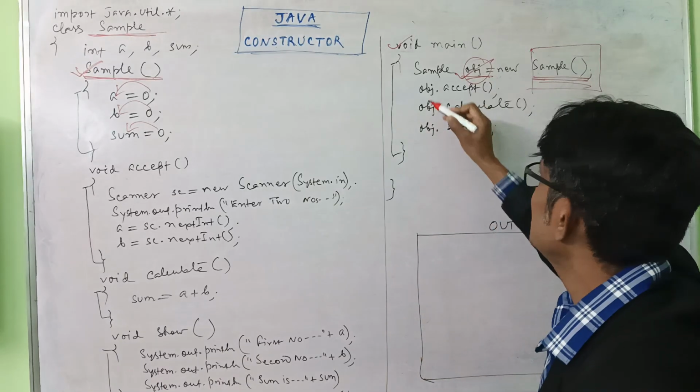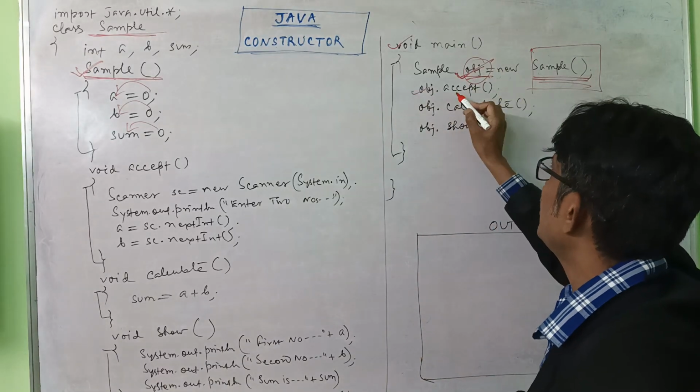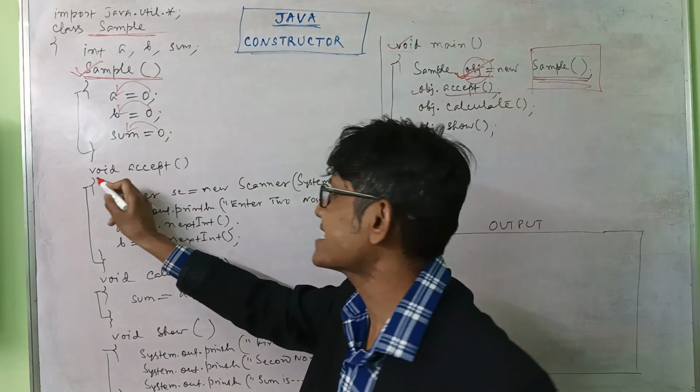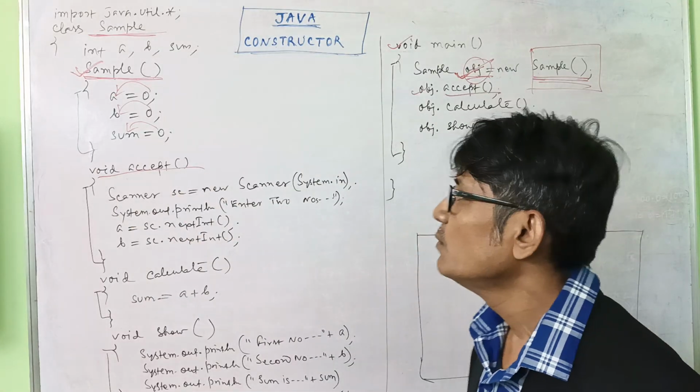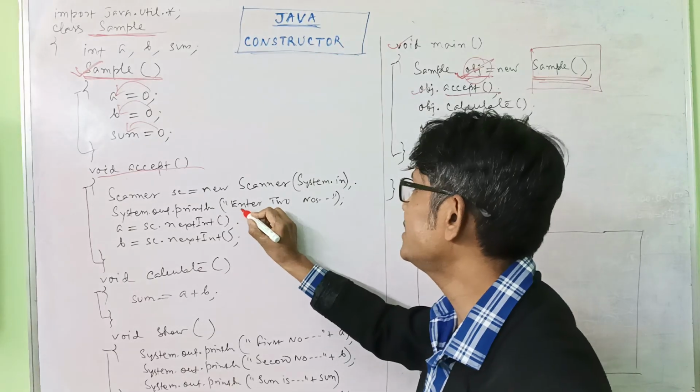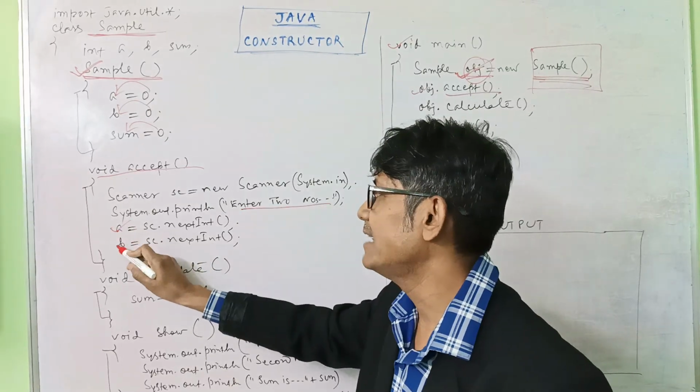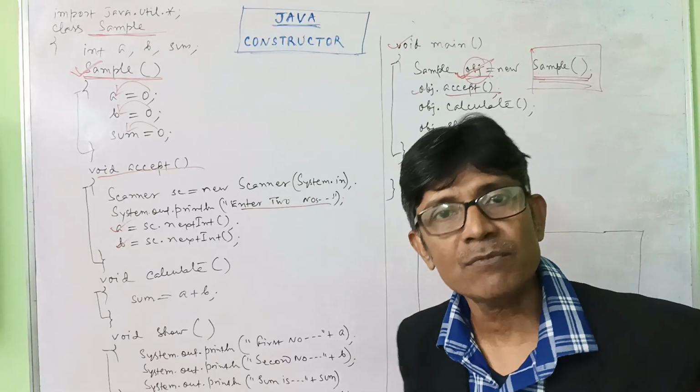After that, using that same object you call the accept function. So this accept function is working, means using the Scanner class we will take that value, enter two numbers A and B. These two values we will accept from the user.